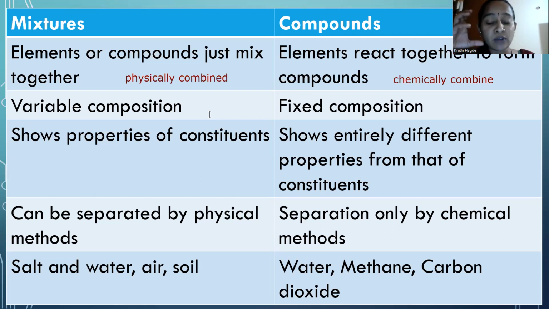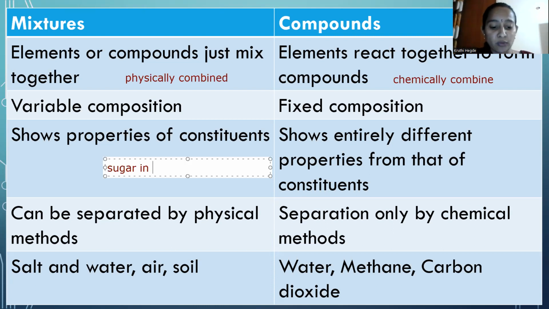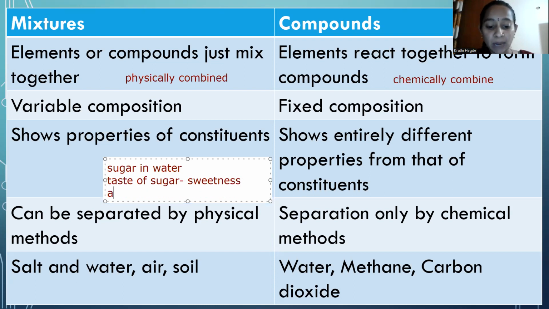As I said in the beginning of the chapter, 1 spoon of sugar with water is a mixture, and 10 spoons of sugar with water is also a mixture, whereas in compounds, fixed composition will be there. In a mixture, it shows the properties of constituents. For example, sugar in water: is the taste of sugar retained? Does it lose the taste of sugar? No, the sweetness is retained. Similarly, the property of water, the ability to flow, is also retained. So it shows the properties of the constituents.